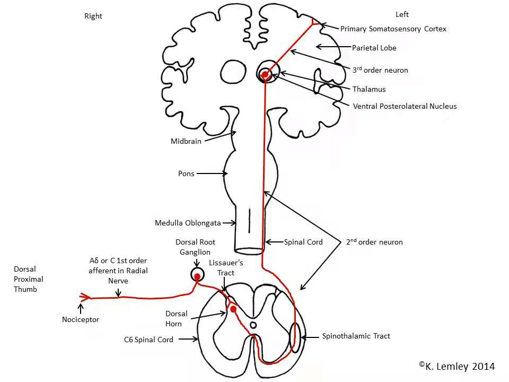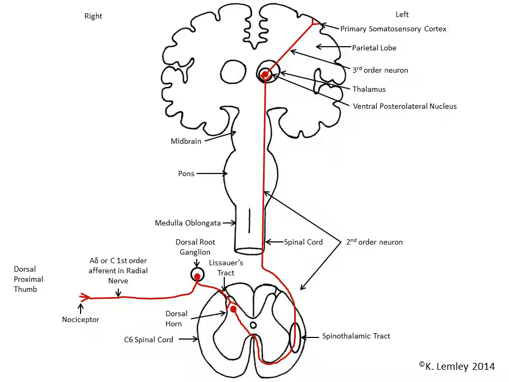It's going to go to the ventral posterolateral nucleus of the thalamus, where it's going to synapse with a third order neuron. The third order neuron then is going to go to the more lateral aspect of the primary somatosensory cortex. And because primary somatosensory cortex would be located on the post-central gyrus, I know I'm going to be in the parietal lobe. So I'm able to label the lobe that I'm in of the cerebrum.